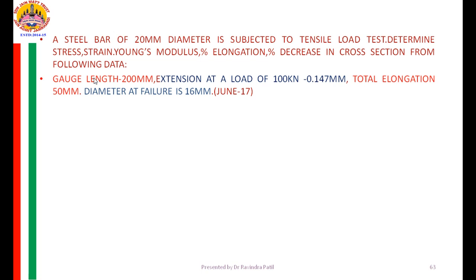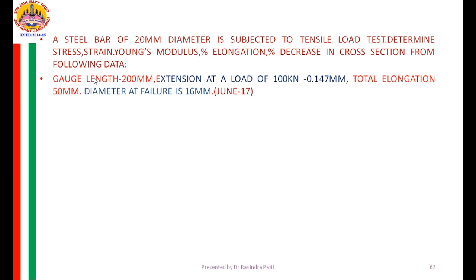When the load P is 100 kN, that time the deformation is 0.147 mm. From these two data, what can you get? Load is known to you, so you can get the stress. Deformation is known to you, so you can get the strain. Stress and strain known, you can get the Young's modulus. Total elongation is 50 mm. Total elongation divided by original length multiplied by 100 gives you the percentage elongation.